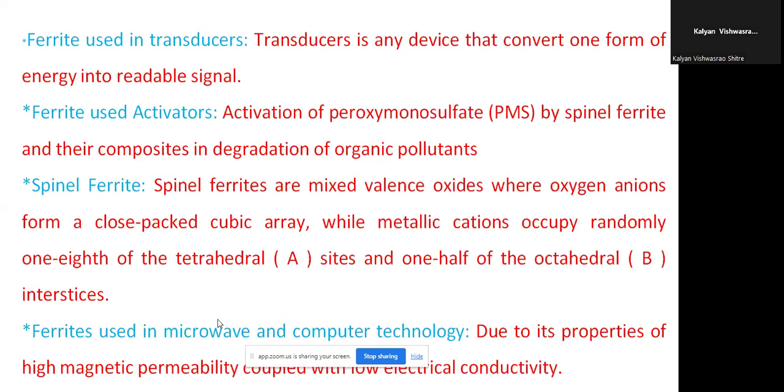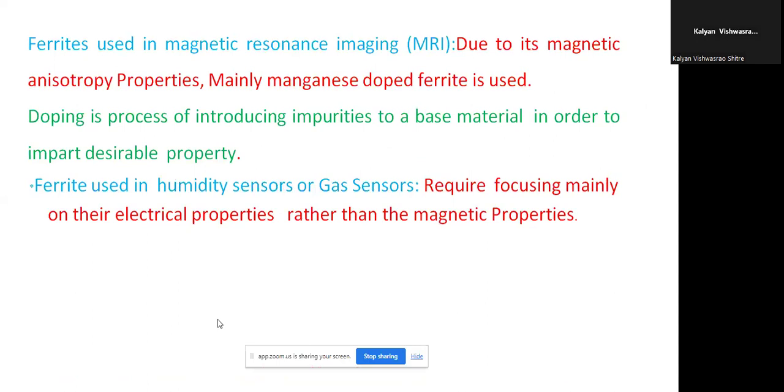Ferrites are used in microwave and computer technology. This is one of the most common uses of ferrites due to their properties of high magnetic permeability coupled with low electrical conductivity. Ferrites are also used in magnetic resonance imaging, that is called MRI. Due to its magnetic anisotropy property, mainly manganese doped ferrites are used. Doping is the process of introducing impurities to a base material in order to impart desirable properties.